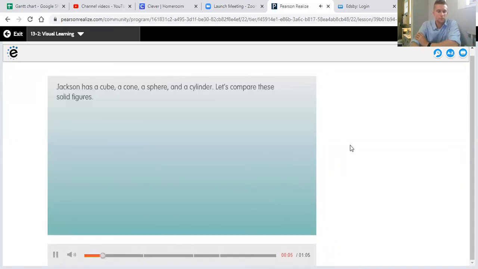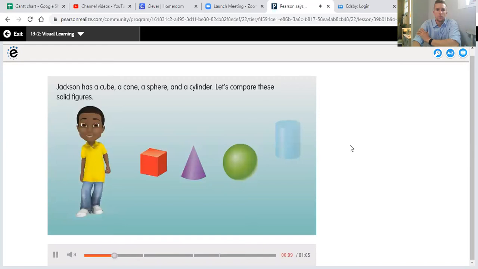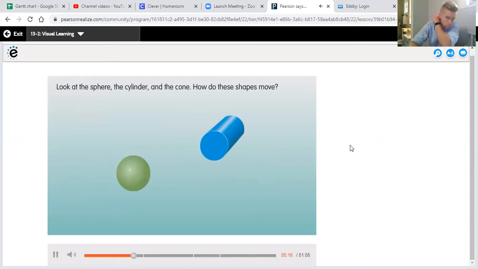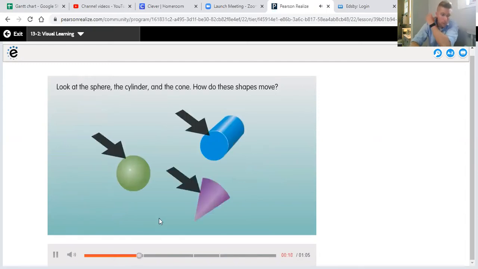Jackson has a cube, a cone, a sphere, and a cylinder. Let's compare these solid figures. Look at the sphere, the cylinder, and the cone. How do these shapes move?